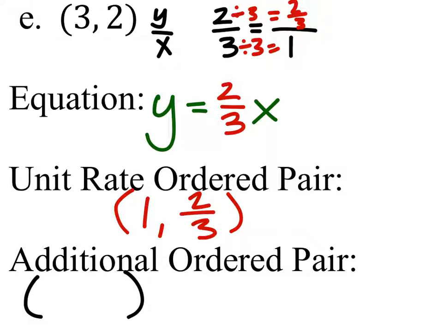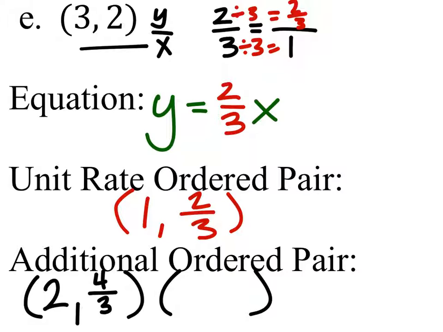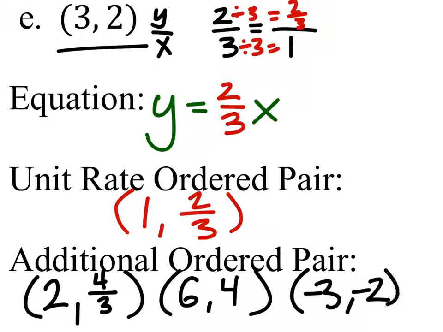It would be 2 and then 4/3, because we're just doubling the numerator. Now what you can do is we can come back to this original and double those values, so that'd be 6 and 4. Or you could negative them: negative 3, negative 2. Take the opposite. It's still proportional. All of these are additional ordered pairs that still are proportional.